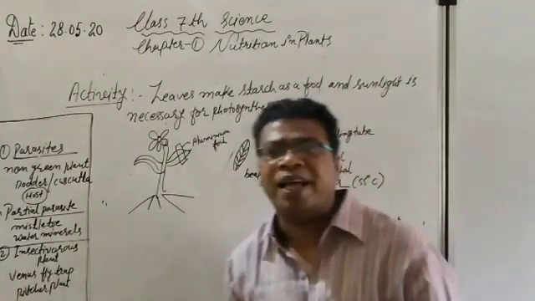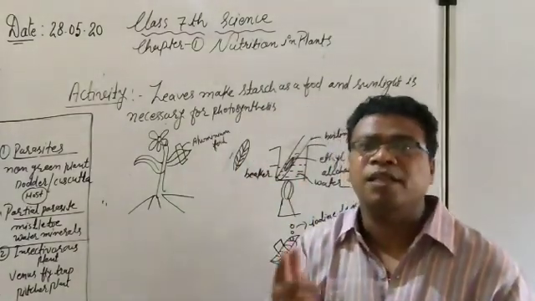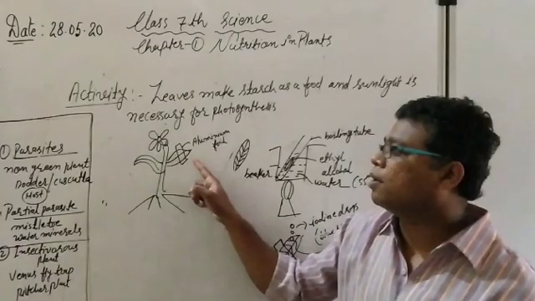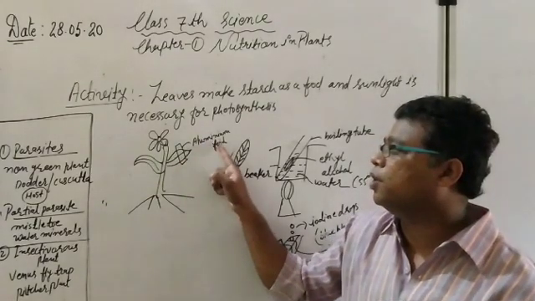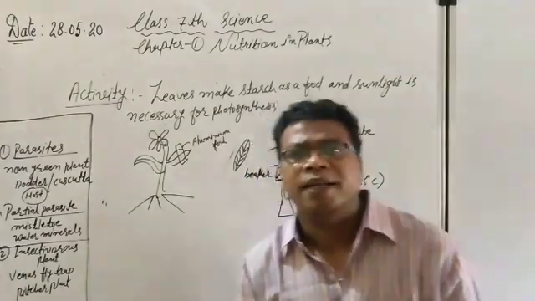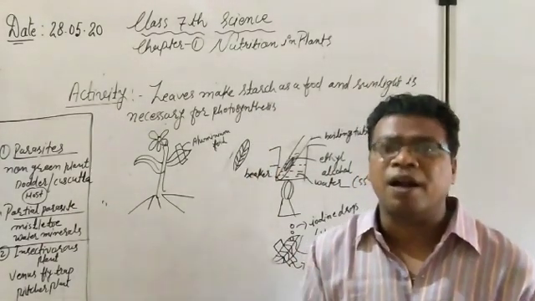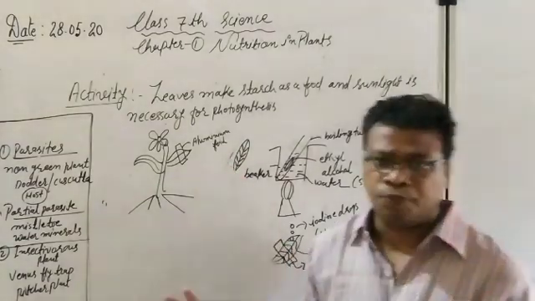We have to consider one healthy plant. After that we have to select one particular healthy leaf, and cover part of the leaf with aluminium foil. We already know aluminium foil. It is the same foil which is used for wrapping chapatis or parathas. So that we have to do.